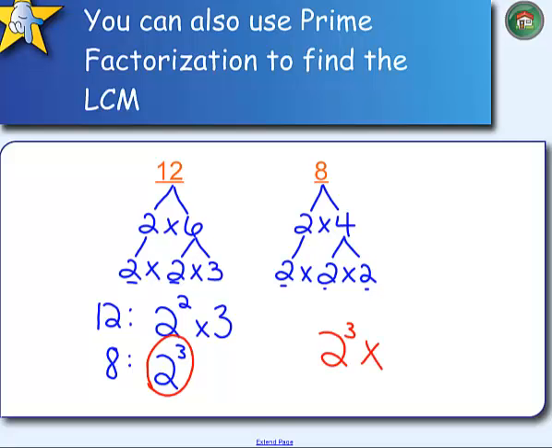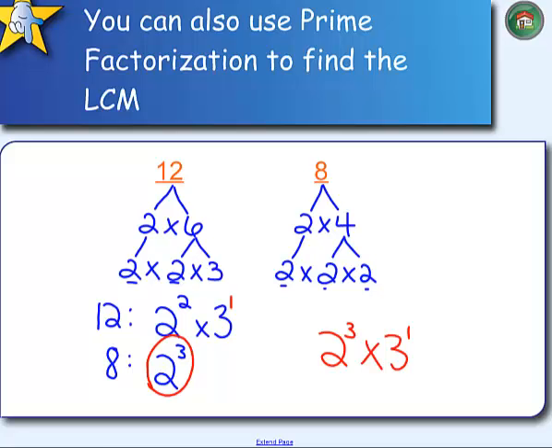Times, now you see that lonely 3 there. That really is 3 to the first power. And since it's the only 3, we need to include it also. So you can write it as 3 or 3 to the first power. It means that there's only one 3 there.